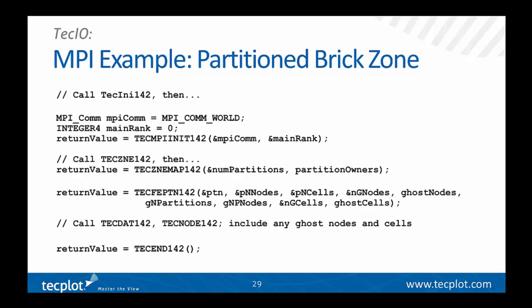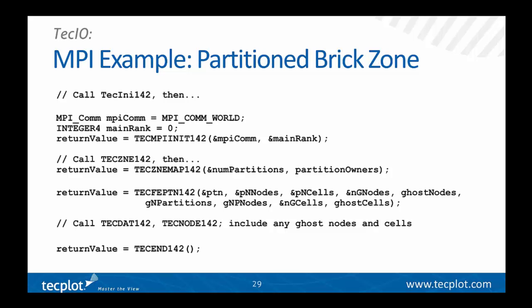The first TecIO call is TecIO MPI init, where we pass it a handle to the communicator and also the identity of the main rank. This is just some rank in the communicator that you designate to do all the coordination between the different ranks. We then call TecZone. I don't show it here for the sake of space, but right after we call TecZone to create a zone, we call TecZoneMap to tell TecIO how many partitions there are, and for each partition, which MPI rank owns that partition, and will therefore output it.